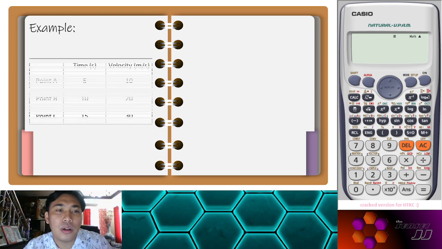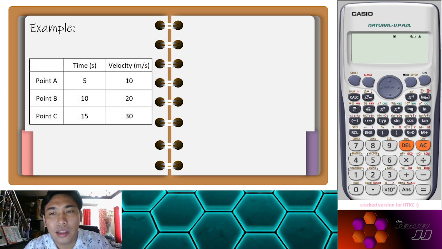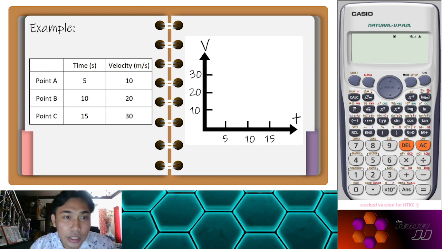So let's have an example. It is just right that we will be learning from an example instead of me just talking and talking, and you just don't know what this example is about. This example is for you to enhance your learning and to learn from the example itself. For this example, we have a velocity versus time graph.